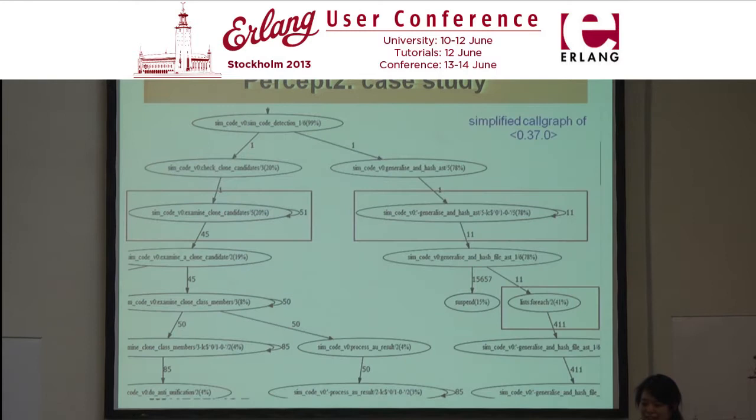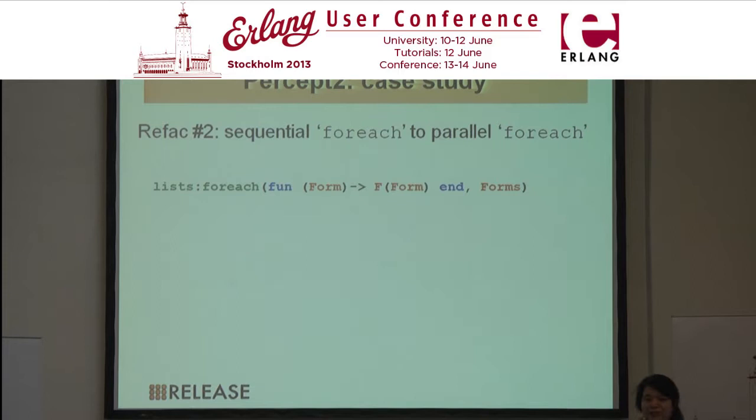And another case for this one, list for each, the code is also quite simple. You just take a list of the forms, which maps to every function in the Erlang file, and you process the AST of every function. And then we change to a parallel version of list for each.